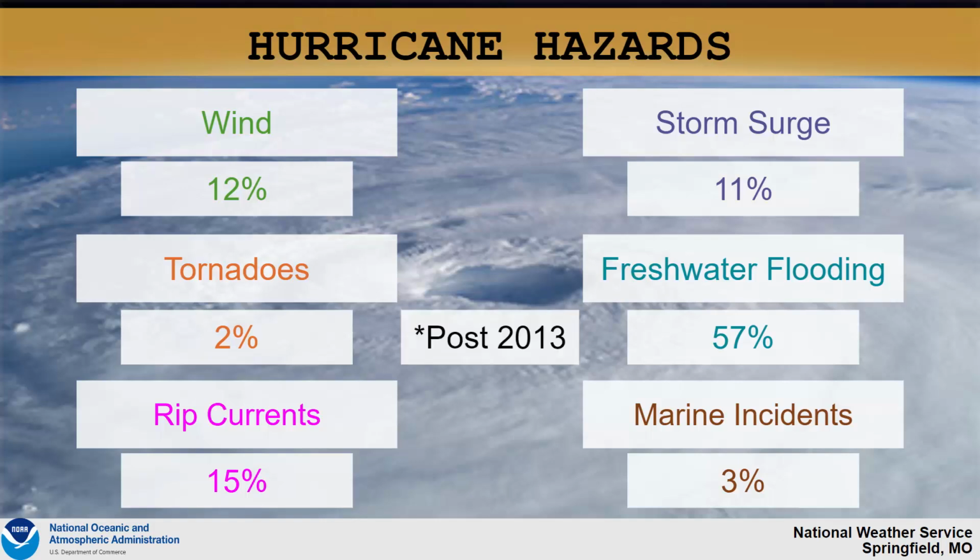One thing to note is that these statistics are from after 2013. Before 2013, the deadliest hazard was actually storm surge at 49%. Such a stark difference is the result of identifying storm surge as the deadliest hurricane hazard and then implementing mandatory evacuations from the coast as a response. So if you are ever in an evacuation zone in the path of a hurricane, please heed that warning. Storm surge is one of the deadliest hazards if you are on the coast, and we'll talk about that a bit more in depth soon.